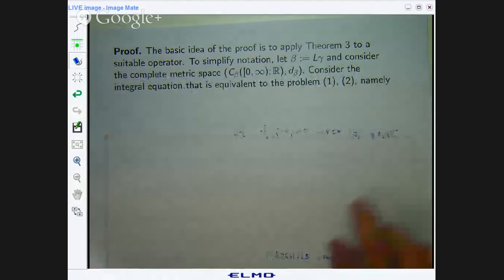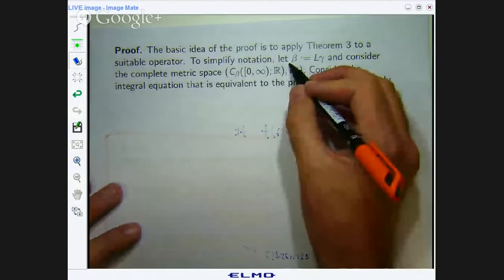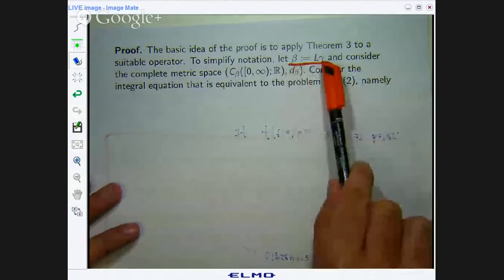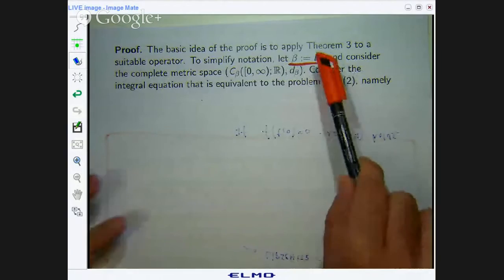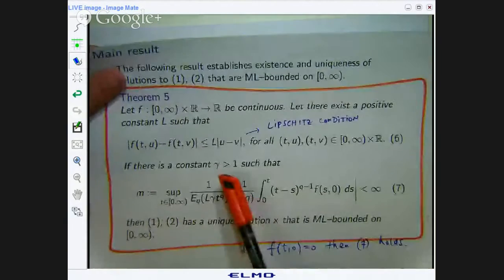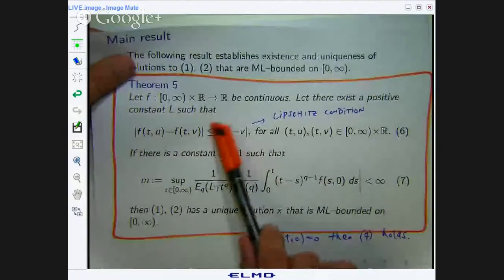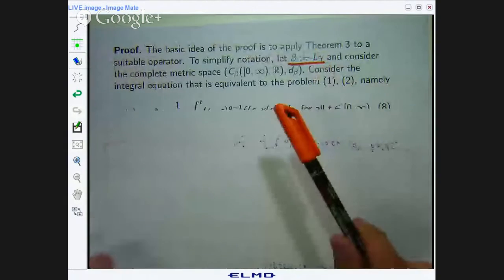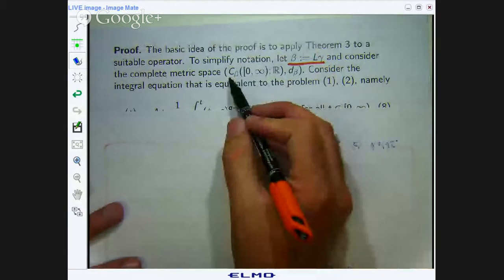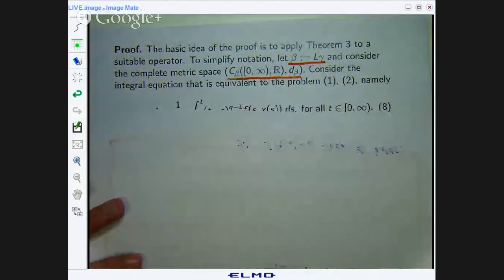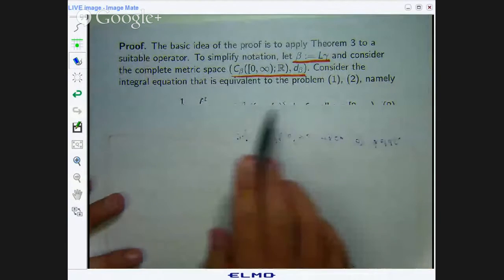Okay, all right. So first of all, we're just going to introduce this notation that beta is going to be L times gamma. The gamma comes from this thing here, and the L comes from this thing here, and we'll just let the product be beta. Now we know that this pair forms a complete metric space from the previous slides.